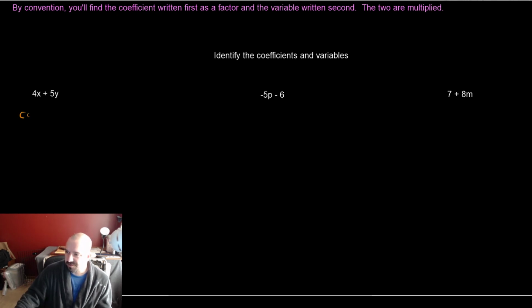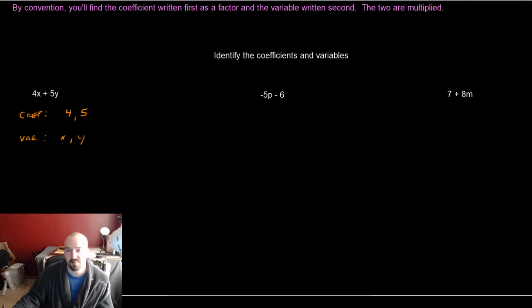So let's identify some coefficients and variables down here. Our coefficients are going to be 4 and 5. And our variables here are the letters. They're just going to be X and Y. Now, one is associated with the other, but in this case, I'm just having you list them. Be very cautious on the signs.